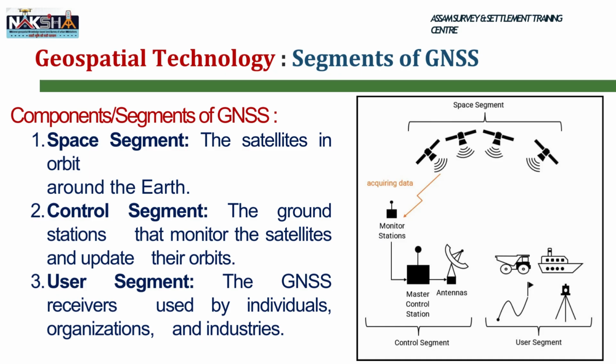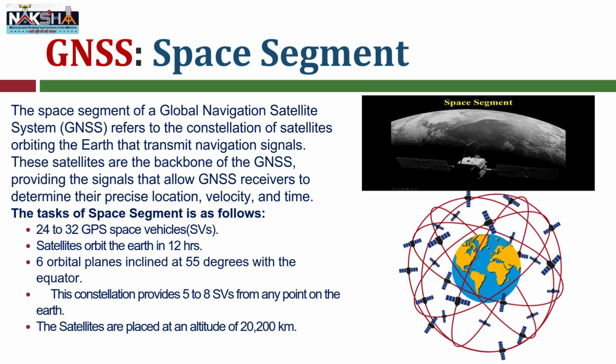Now that we know how GNSS works, let's break it down into its 3 main components, also called segments. Space segment: the satellites orbiting the Earth that continuously send signals. Control segment: the ground stations that monitor these satellites and keep their data accurate. User segment: the receivers we use, such as mobile phones, survey instruments, or vehicle trackers. In the next slides, we will go into each of these segments in more detail. Let's begin with the space segment of GNSS.